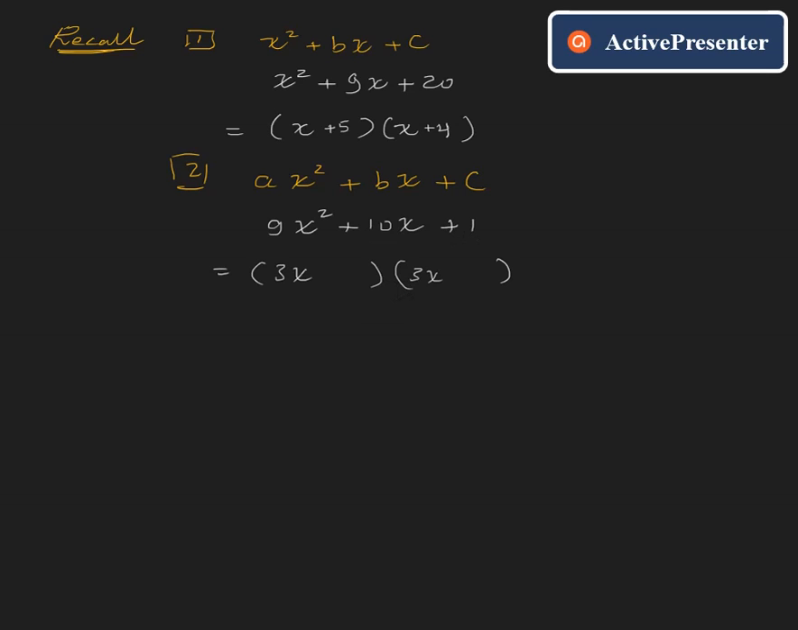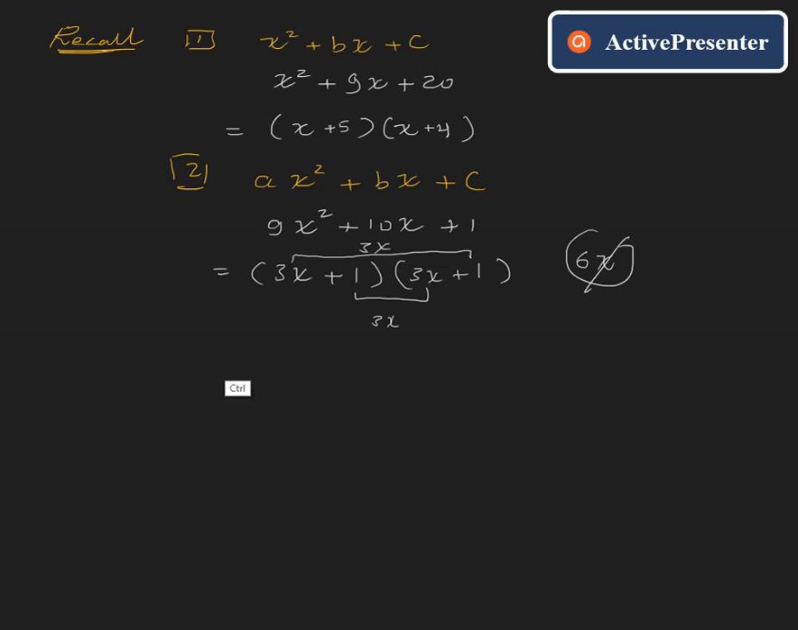So what are they? Let's take the 1 here first. It could be a multiplication of plus 1 and plus 1. Now take the outer. 3x multiplied by 1 is 3x, and take the inner. 3x multiplied by 1 is 3x. When you add them together, you will get 6x, which is not the middle term. Okay, so we will exclude this type of factoring.